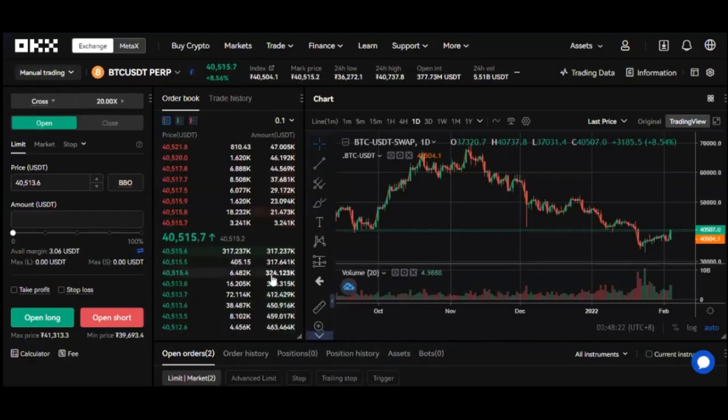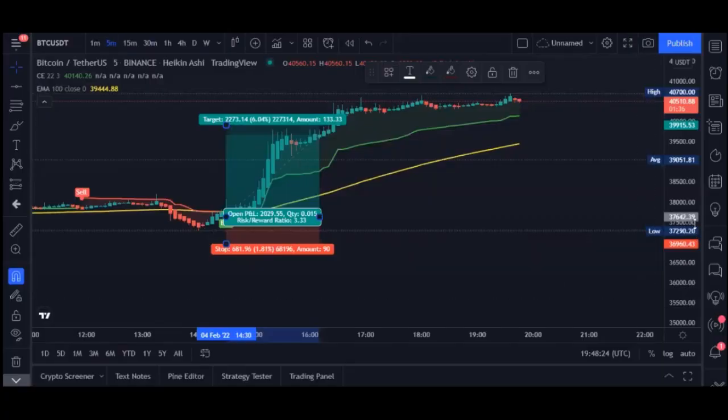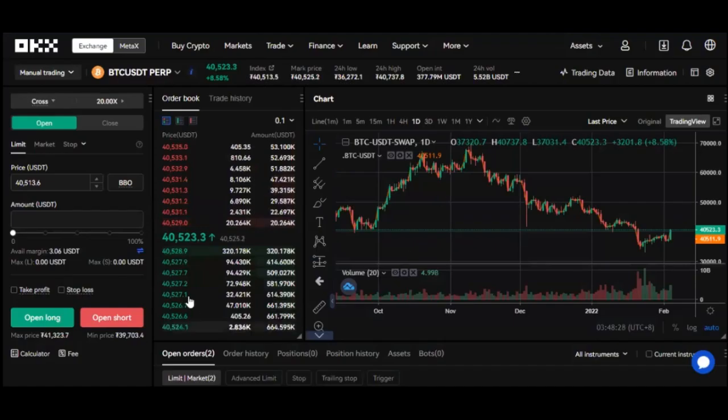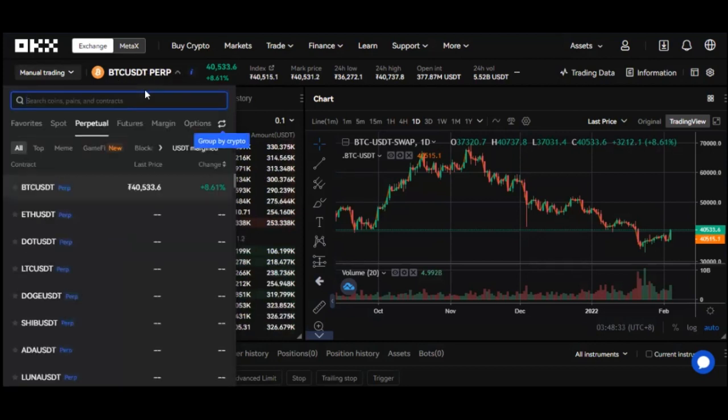That is where my entry price is going to be, 37,642. That is my entry price. So if I come in here, I'll select BTC USDT perpetual. Now it's perpetual you are going to trade. It's perpetual. I don't trade futures.